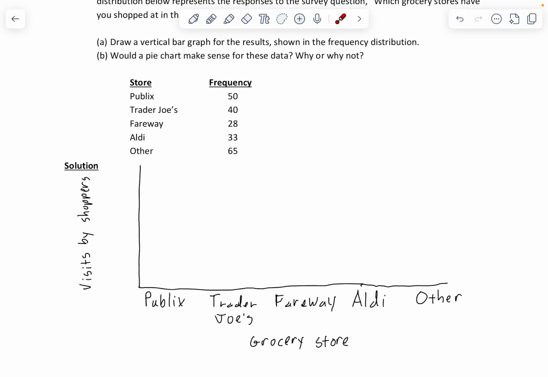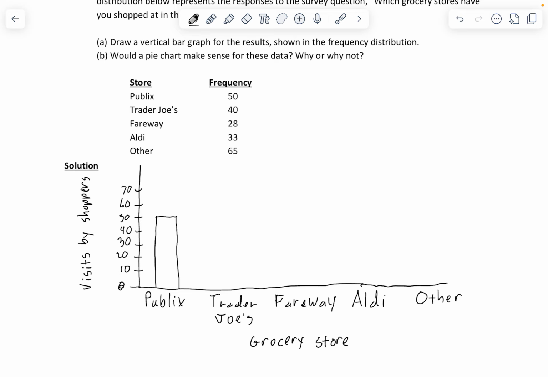So I think going in increments of 10 makes sense, where 0 is at the very bottom, and then 10, 20, 30, 40, 50, 60, 70. I'm going to stop at 70 since my highest frequency is 65. That seems reasonable to me. And then I put a bar or column directly above each category name, and the height of that bar corresponds to the frequency for that category. So for Publix, the frequency is 50, so I'm going to put a bar that goes up to 50, like so.